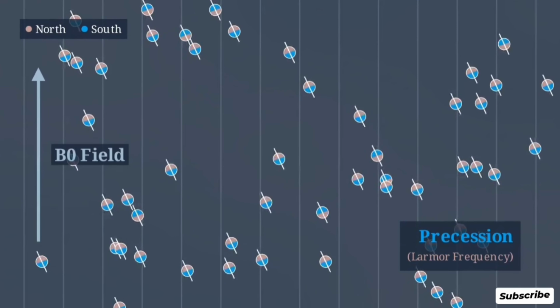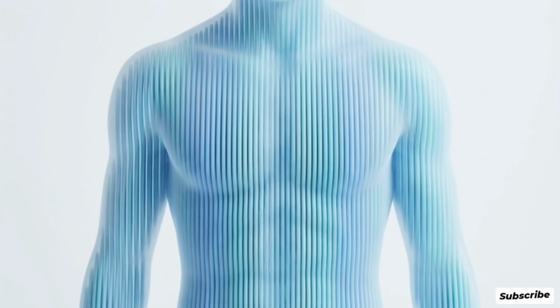They wobble around their axis, a movement called precession, at a specific frequency dictated by the magnet's strength. In a matter of seconds, the machine has organized the water inside the body into a highly structured, uniform state. To gather medical data, the scanner now has to disrupt that perfectly organized system.